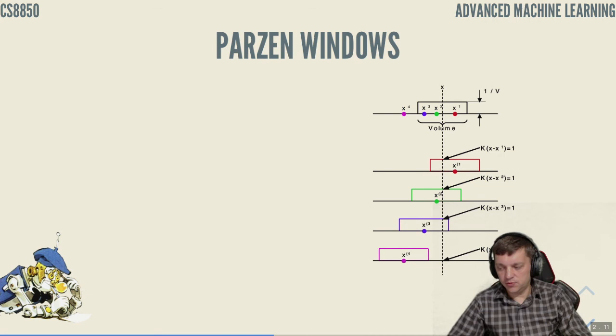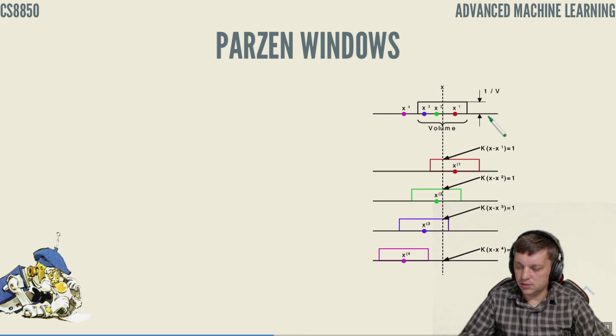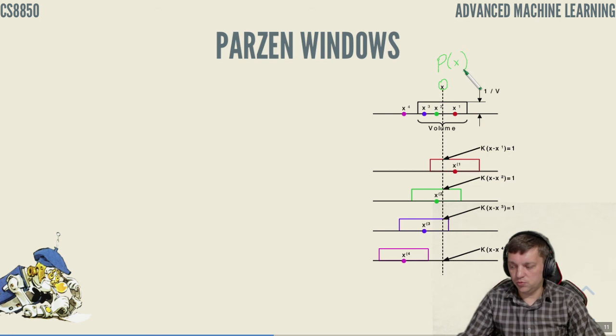One-dimensional case. We have a few points and we want to compute the probability at x. We have points x1, x2, x3, and x4. And at this point, we want to compute the probability density function. What is the value of the probability density function? So we choose our kernel. As such, our volume is the length that we selected, and let's see.